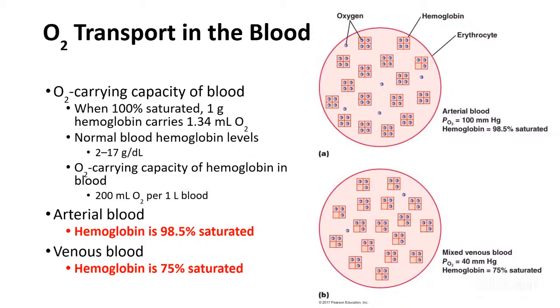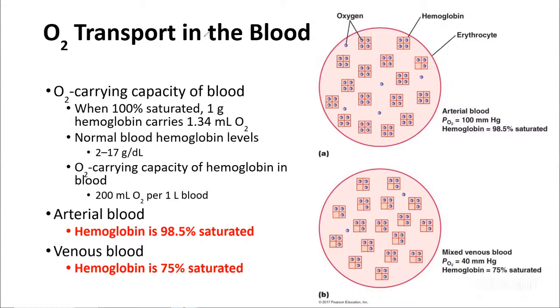Now, we got some new benchmark numbers here. So we are going to notice that when we're 100% saturated, right? So if we say we're 100% saturated, that means every little spot in every little hemoglobin would be completely full. So that's why you can see those little 4s there. So if you're 100% saturated, a gram of hemoglobin carries about 1.34 milliliters of O2.